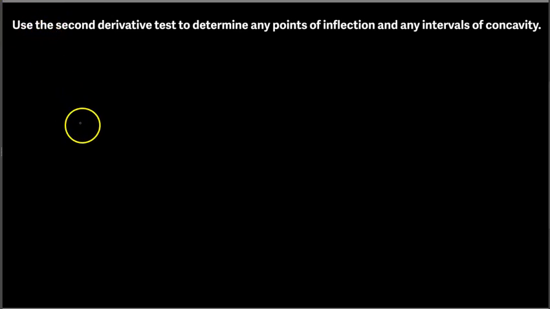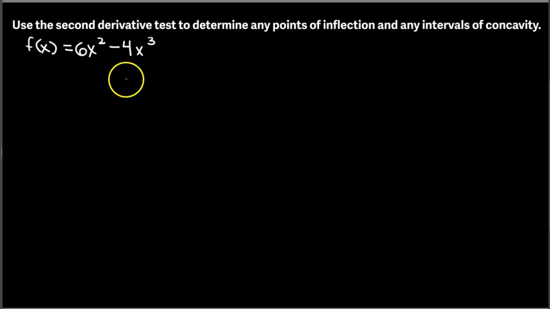Hey guys, today we'll be using the second derivative test to determine inflection points and concavity intervals. So this is just a simple second derivative problem. Let's say our function is f of x equals 6x squared minus 4x cubed.